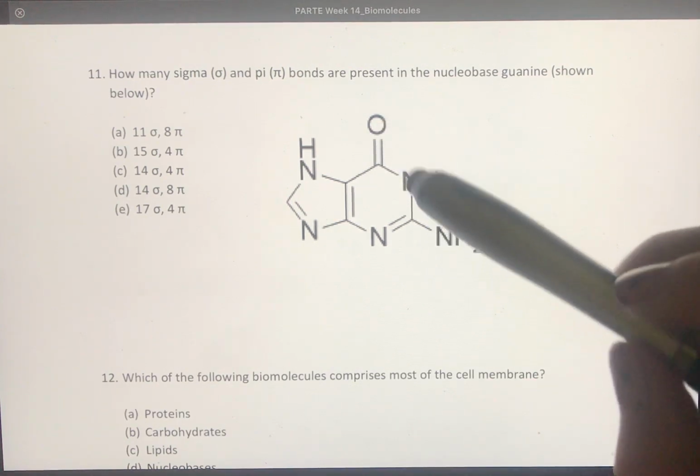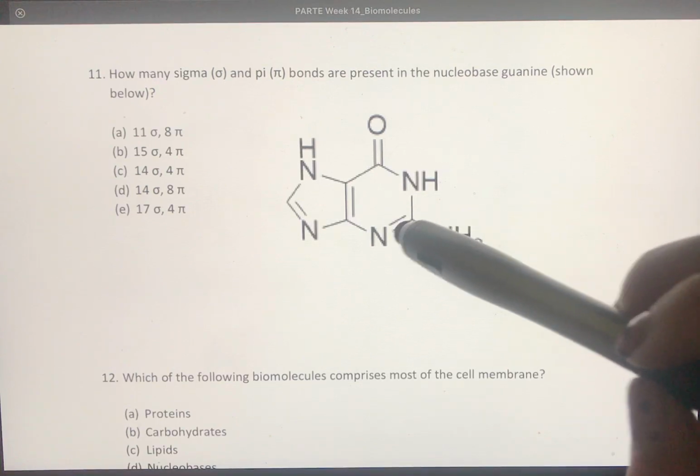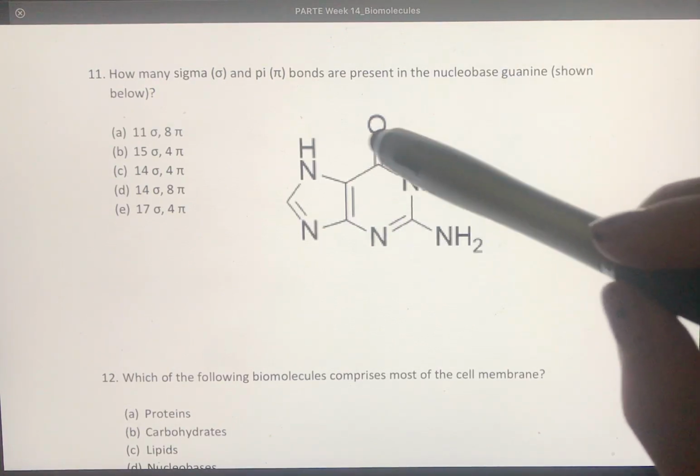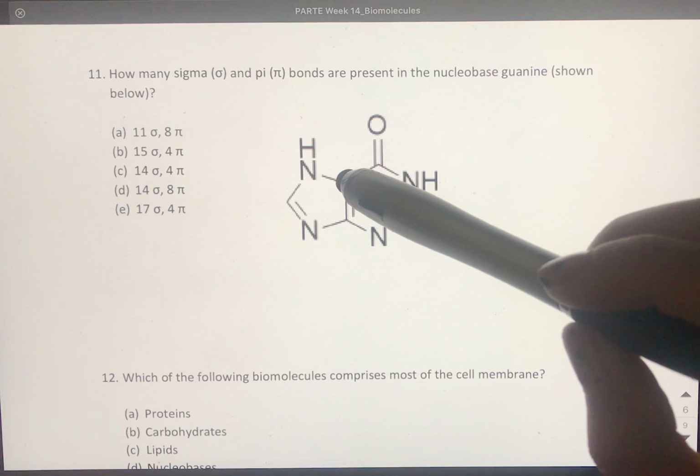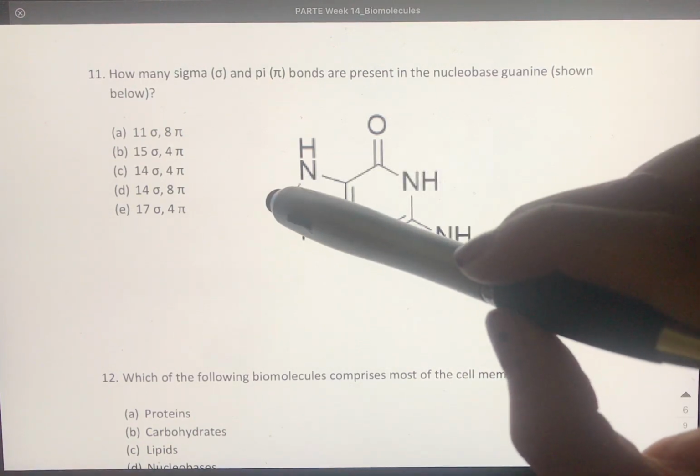But the carbons aren't all shown. So this carbon already has 4 because we've got 1, 2, 3, 4. This carbon already has 4. This carbon already has 4. This one has 4, but this one right here doesn't.